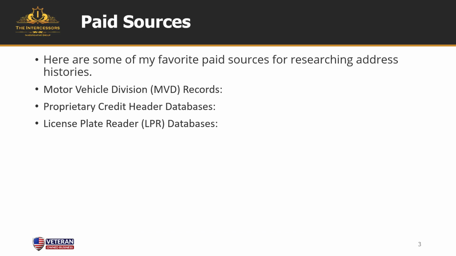As a private investigator, I generally start researching someone's address history using paid sources. During my 30 plus years of determining where my subjects have lived, I have found that the quickest route to success is to use paid sources. As an added bonus, information derived from paid sources will help you cut through the smoke screen sometimes presented by free sources. Here are some of my favorite paid sources for researching address histories.